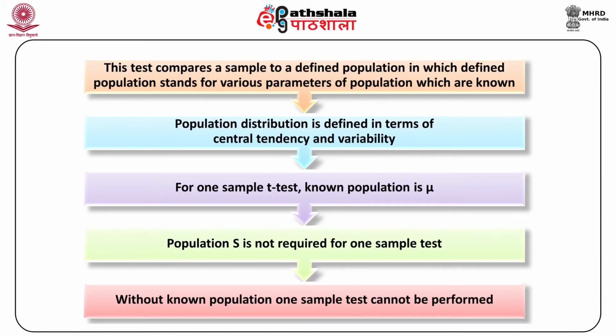This test compares a sample to a defined population, in which defined population stands for various parameters of the population which are known. Population distribution is defined in terms of central tendency and variability. For one sample t-test, the known population parameter is mu. Population S is not required for one sample test. Without a known population mean, one sample test cannot be performed.